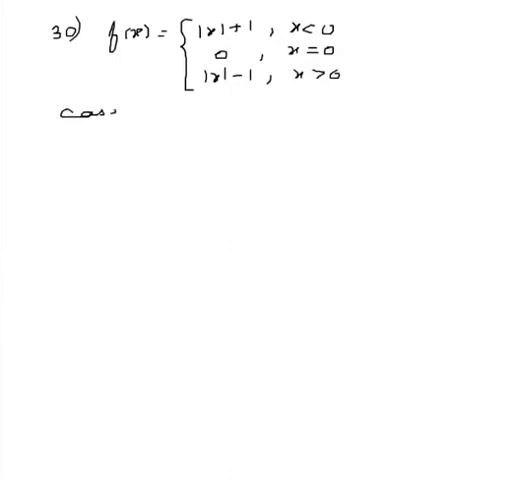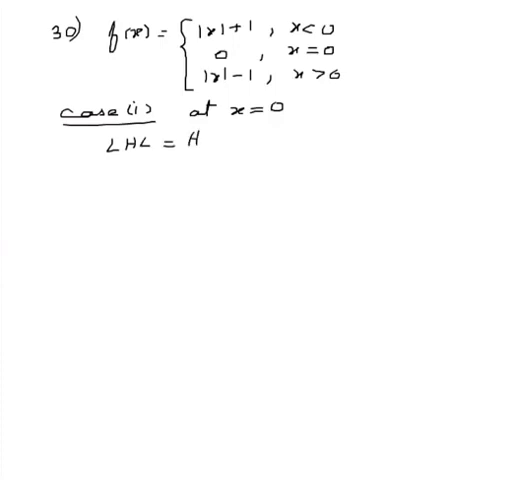Question 30. If f of x is equal to absolute value of x plus 1 for x less than 0, and 0 for x equal to 0, and absolute value of x minus 1 for x greater than 0, for what values of a does the limit as x tends to a of f of x exist? We will do cases here. Case 1, we will first check at x equal to 0. We need to do LHL and RHL because we have less than and greater than 0 definitions.